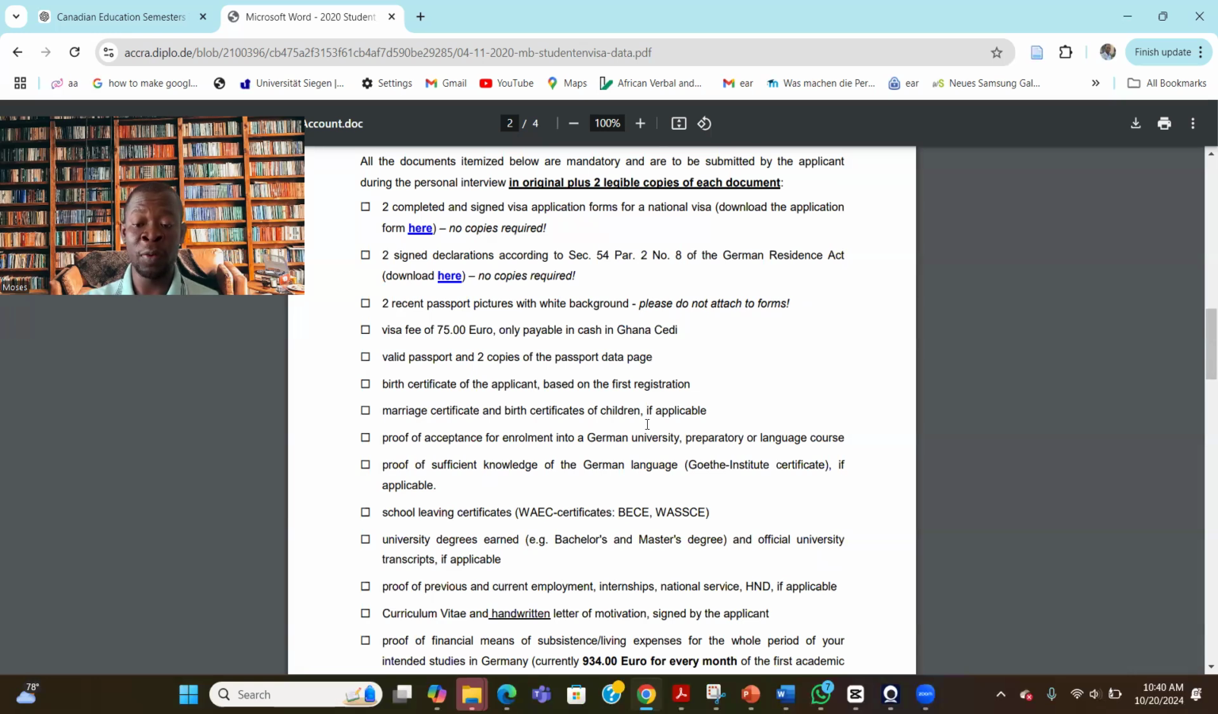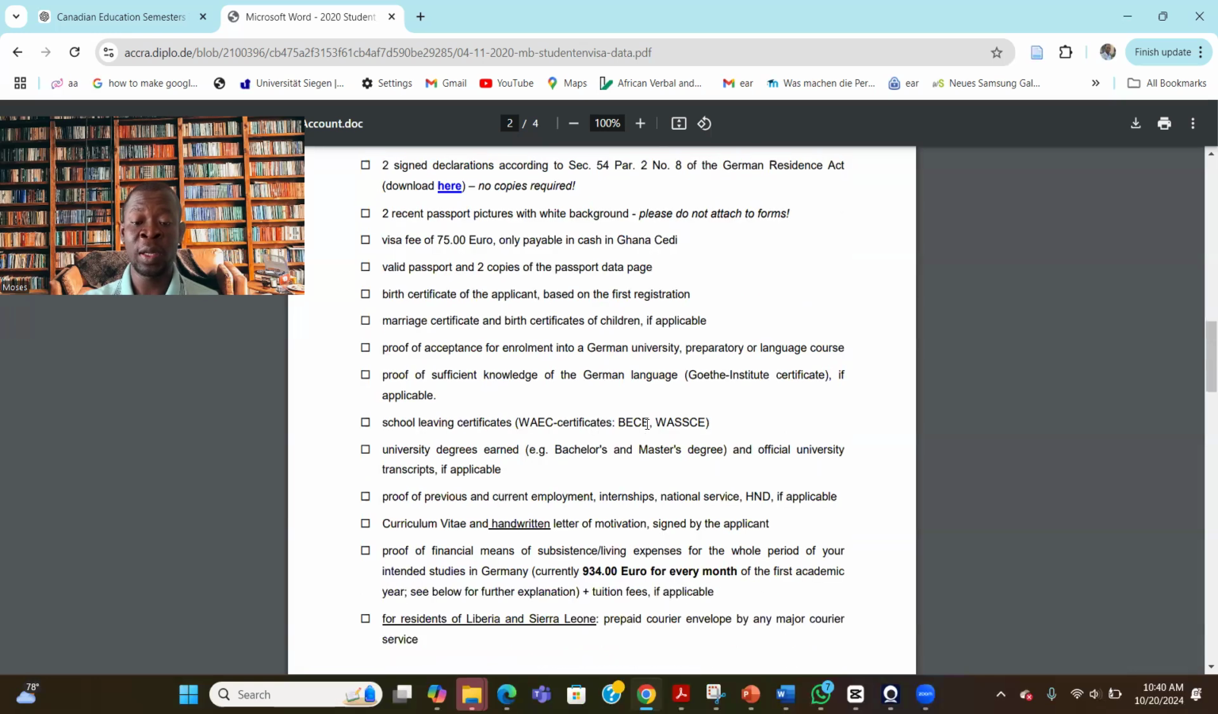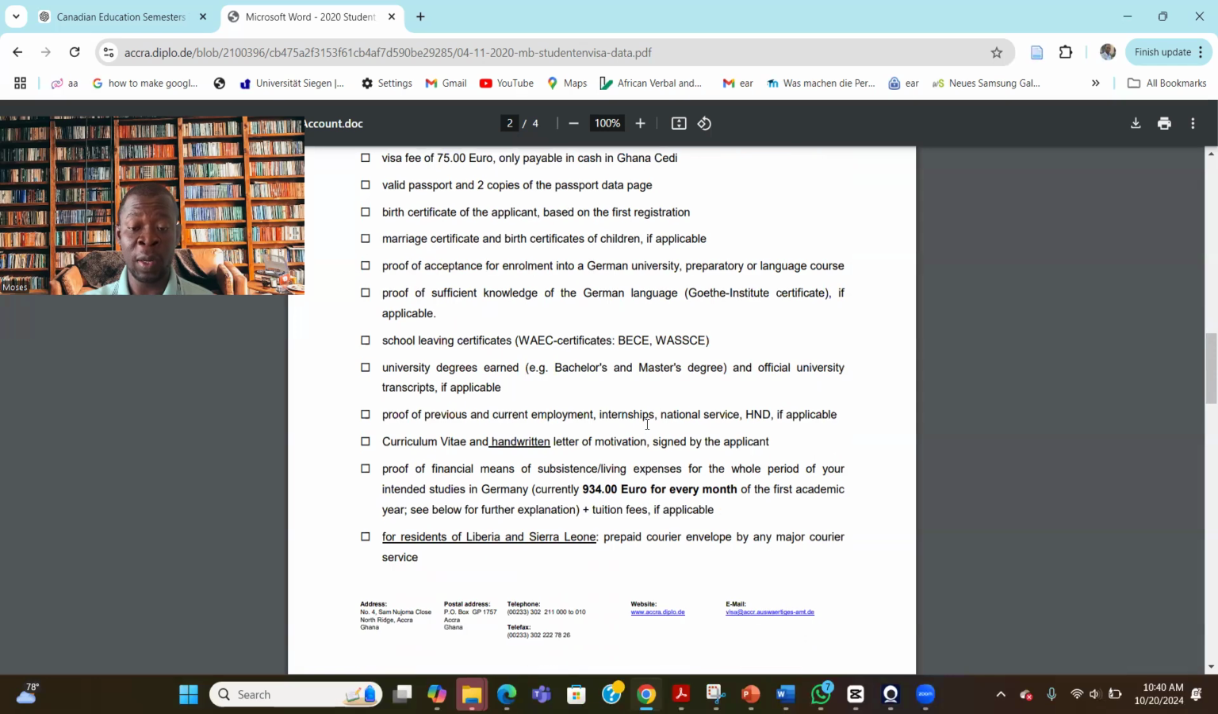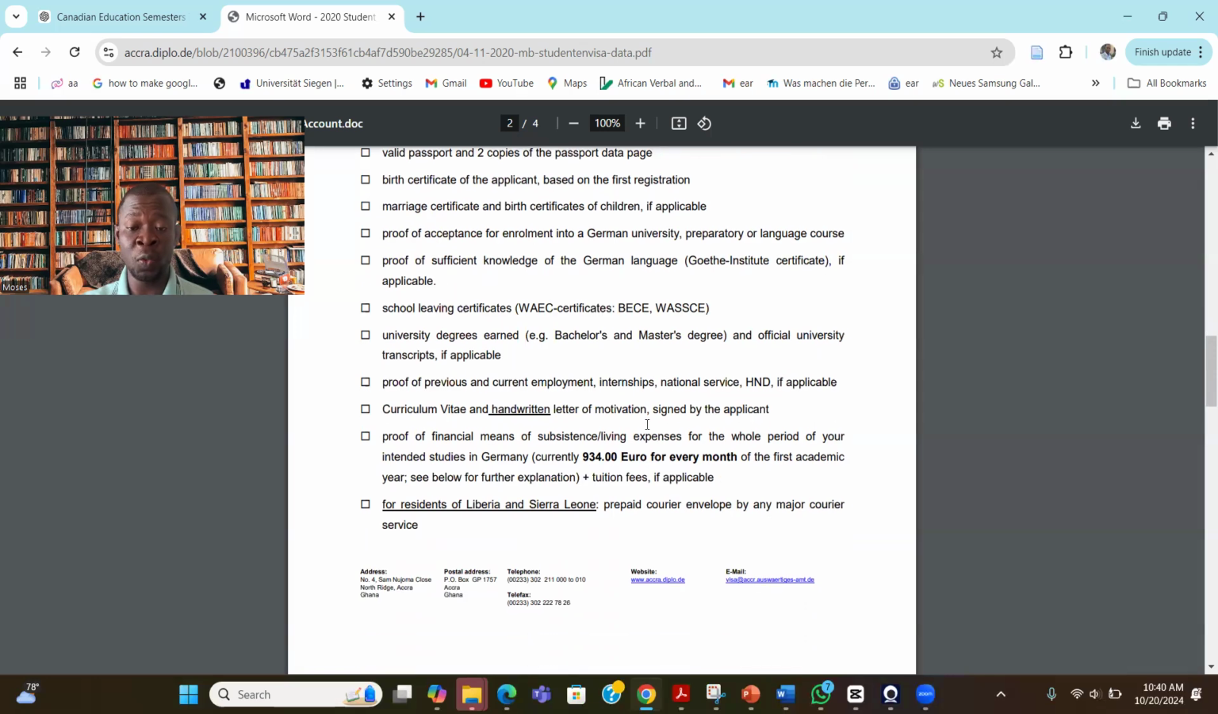proof of enrollment, that's the admission letter, proof of sufficient knowledge of German, Goethe, if applicable, IELTS certificate, WASSCE, degree certificate, whatever, proof of previous employment, internship, national service, HND, whatever, and a curriculum vitae. So you need to do your CV, okay? It also means a written letter, a motivation letter. You have to write it and then sign, okay?